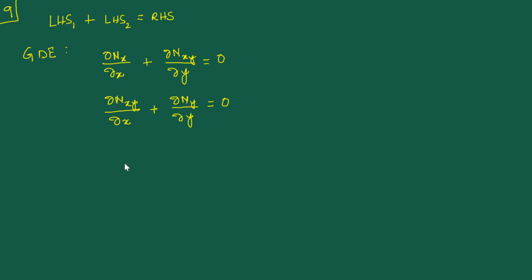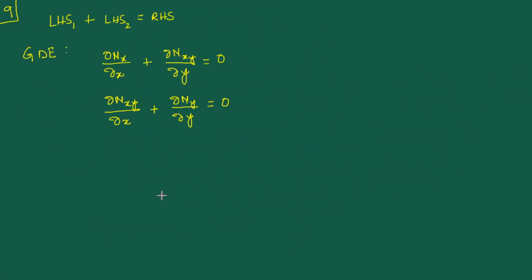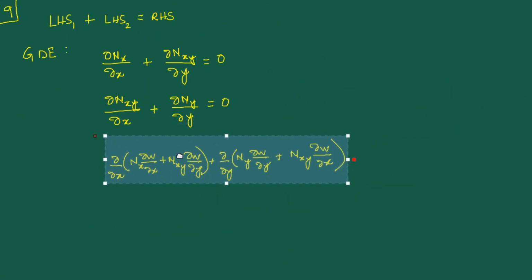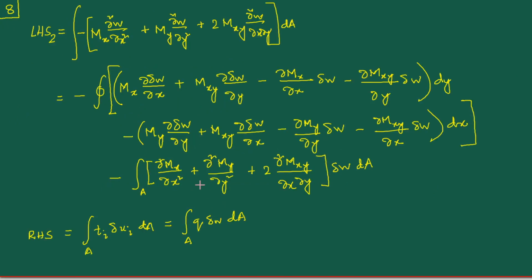Next, however, it's not going to be so nice, because you see here I have this huge term. In fact, it is so huge that I will not try to write it like that, rather I'll just copy it from here. This is the coefficient of delta W from LHS. I'll put it here. So this is the contribution from the LHS1, and then I'll extract this part out.